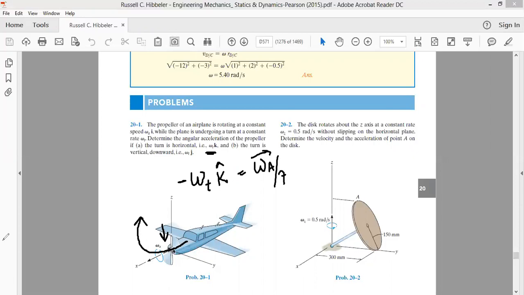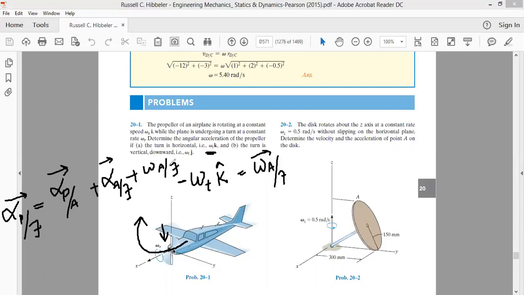Okay. Again, let's talk about the angular acceleration of the propeller with respect to the ground. The expression for the angular acceleration of the propeller with respect to the ground will become the angular acceleration of the propeller with respect to the aircraft, plus the angular acceleration of the aircraft with respect to the ground, plus the angular velocity of the aircraft with respect to the ground cross product with the angular velocity of the propeller with respect to the aircraft. Okay, this is the expression. Again, the angular velocity of the propeller with respect to the aircraft is constant, therefore the first term is equal to zero, because it is a derivative of a constant angular velocity. The second term is also equal to zero. So we are left with the angular velocity of the aircraft with respect to the ground, which is minus omega t k cap.